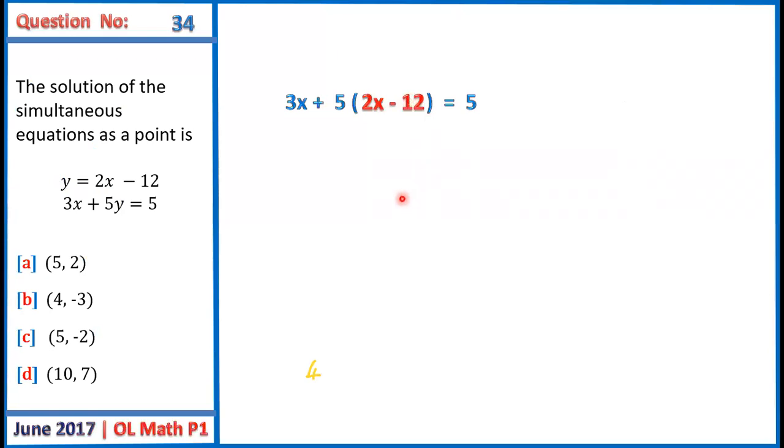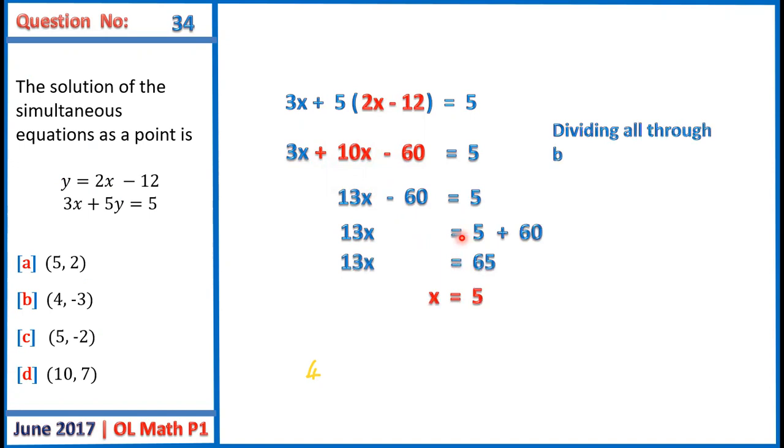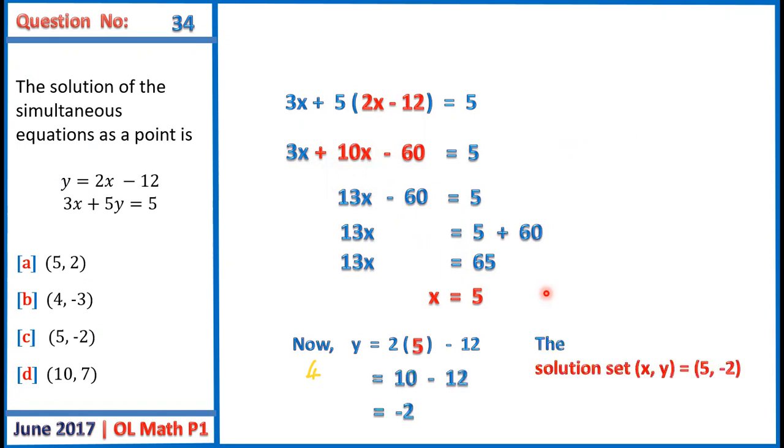Then we expand this. We'll have 3x plus 10x minus 60 equals 5. Bring like terms together, we have 13x equals 65, and x will be equal to 5. So if x is equal to 5, we substitute in one of the equations, we'll have y equal to minus 2. So this is the solution set, and the solution set is an ordered pair, x before y, okay? So the answer here is C, or the key here is C.